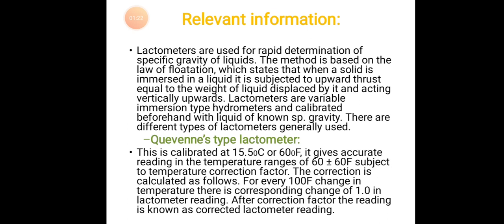There are different types of lactometers generally used. Quevenne's type lactometer is calibrated at 15.5 degrees Celsius or 60 degrees Fahrenheit. It gives an accurate reading in the temperature range of 60 plus or minus 6 degrees Fahrenheit, subject to the temperature correction factor. The correction is calculated as follows: for every 10 degrees Fahrenheit change in temperature, there is a corresponding change of 1 in the lactometer reading. After applying the correction factor, the reading is known as the corrected lactometer reading.